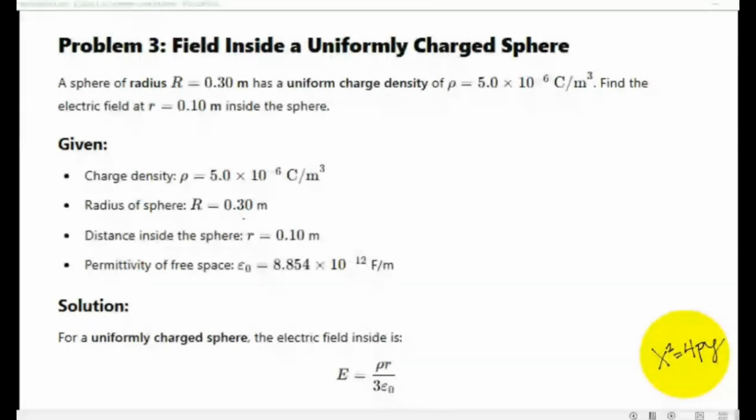So our charge density, rho, is 5.0 times 10 raised to negative 6 coulomb per cubic meter. Our radius of the sphere is 0.30 meters, here it is given. Then the distance inside the sphere is 0.10 meters. Then the permittivity of free space is constant as always, and we have to use the following equation or solution. Now, try solving those problems before I click to the next slide. You just have to substitute the values in the solution.